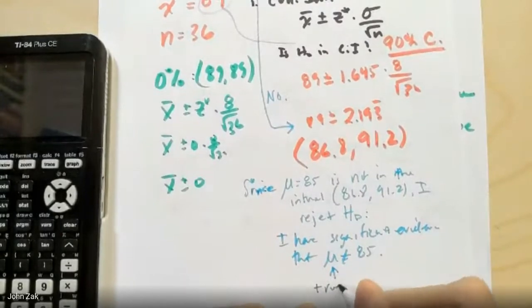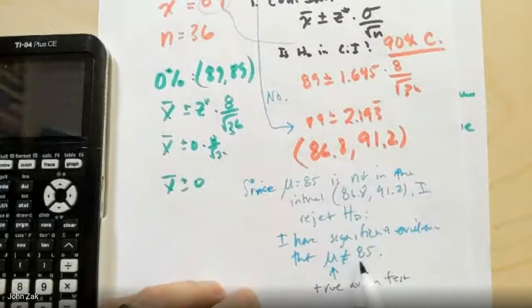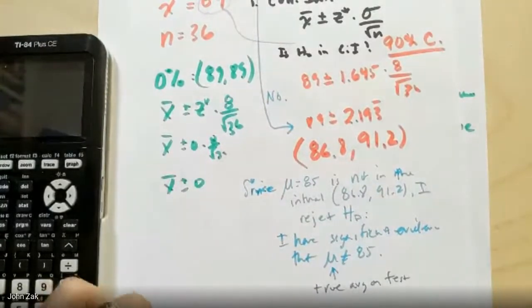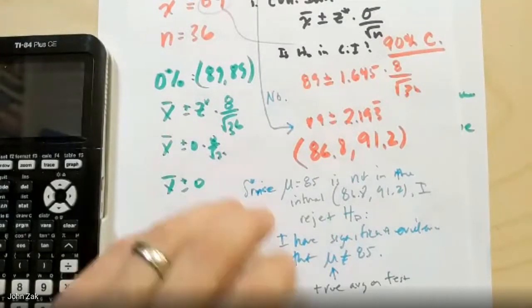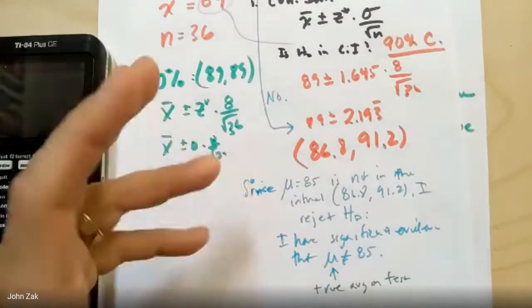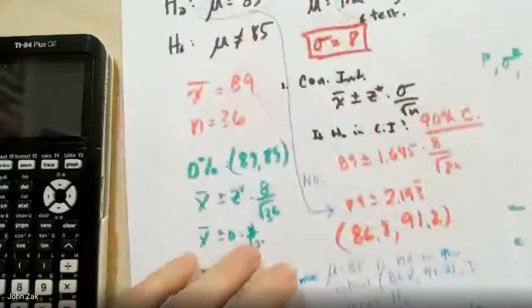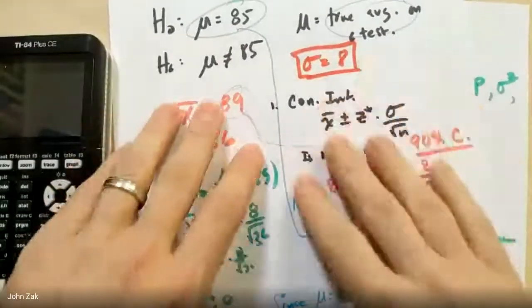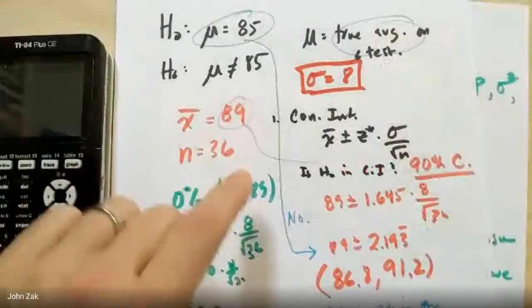The true average on the test is not equal to 85 is essentially what I conclude. And that would be me working entirely based on a confidence interval. Let's evaluate the same deal using a significance test, right?